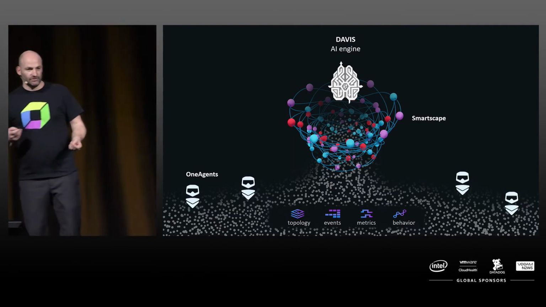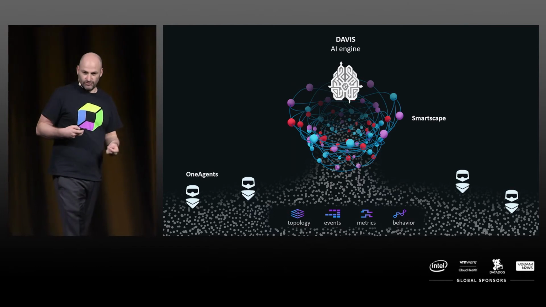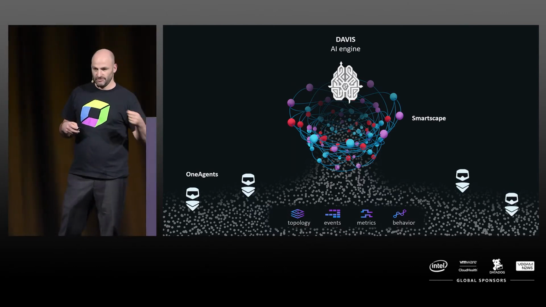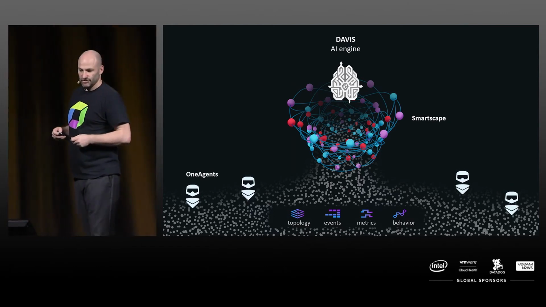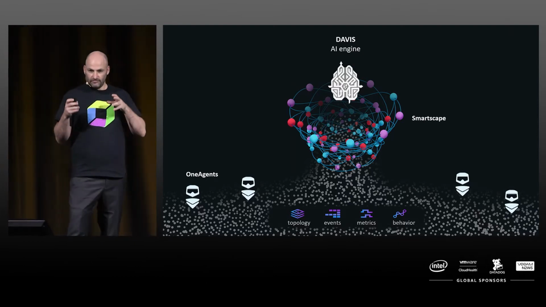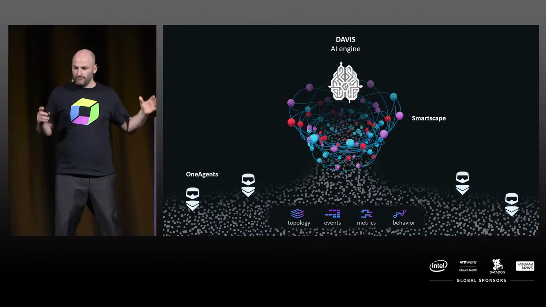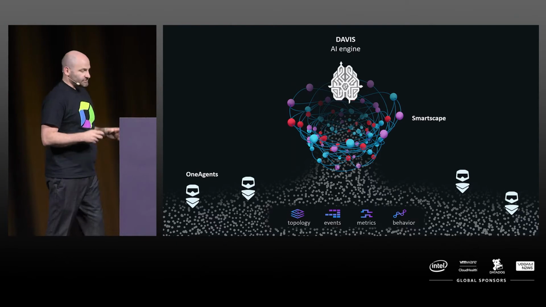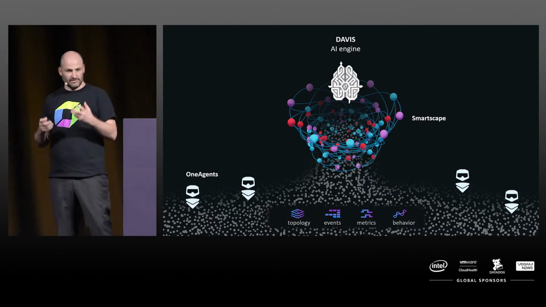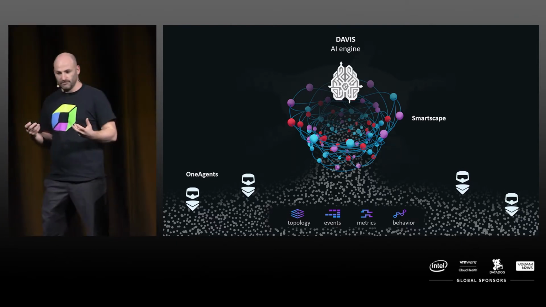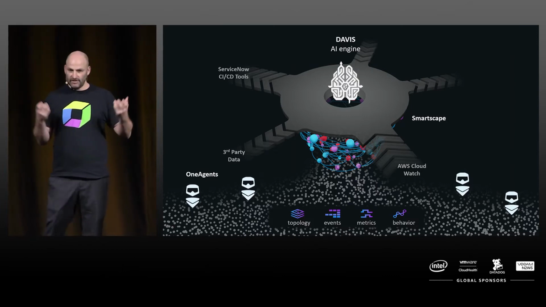Literally, all you have to do is install that on whether you're using infrastructure as a service, platform as a service, container as a service, function as a service. That is then responsible for gathering all of the topology, the events, the metrics, the behavior that we feed into that model, to the Smartscape. In addition, we can send in other data as well.